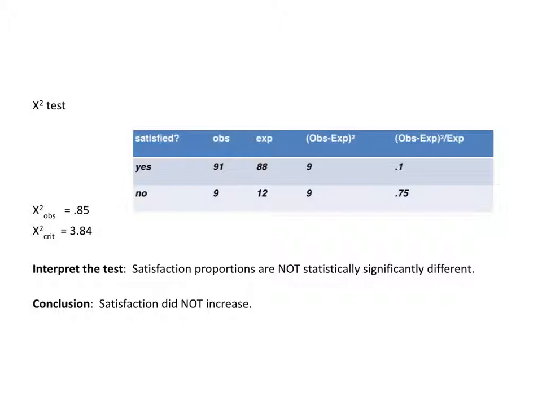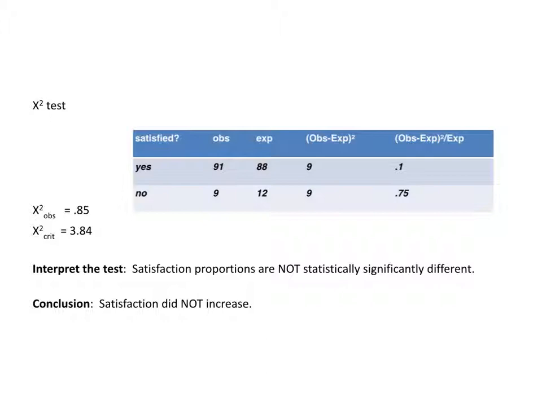So we calculate the observed minus the expected. It's 3 in each case. We square those values and get 9. And then we calculate the contribution to chi-square for each cell, which is the observed minus the expected quantity squared divided by the expected frequency. So 9 divided by 91 is 0.1, and 9 divided by 88 is 0.1, and 9 divided by 12 is 0.75.